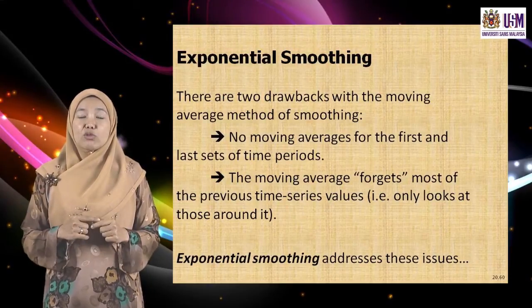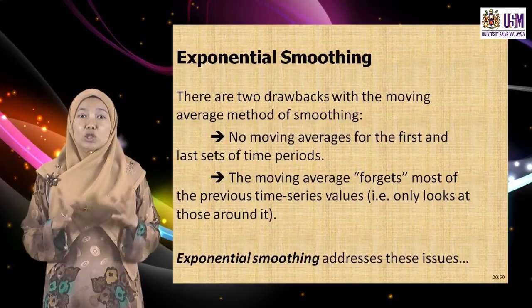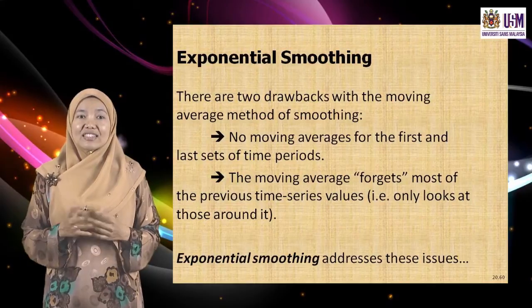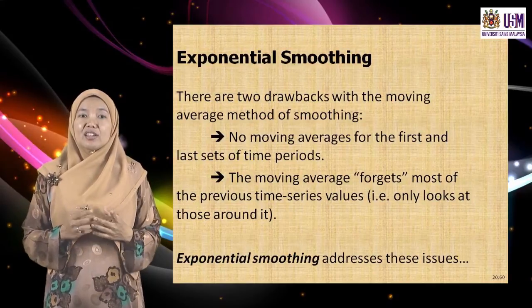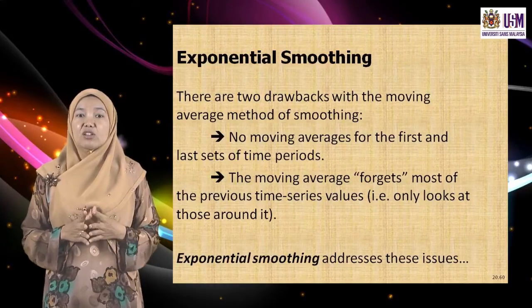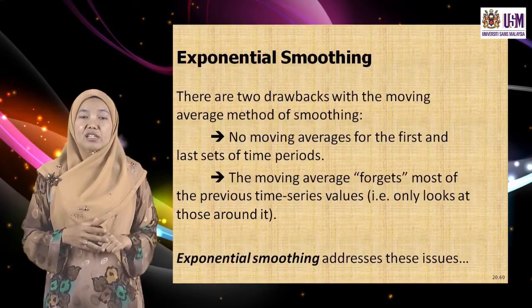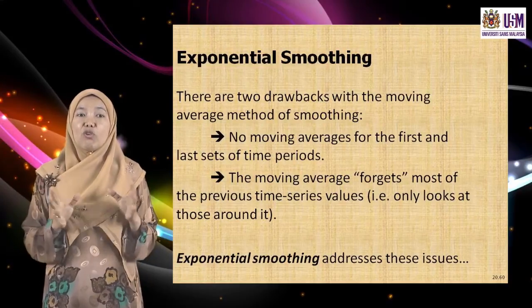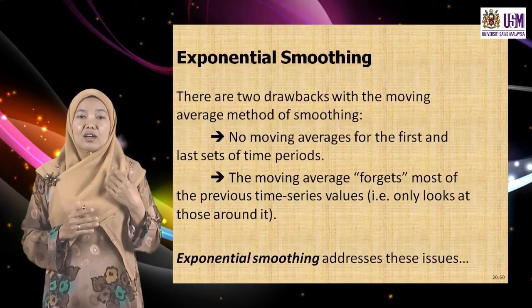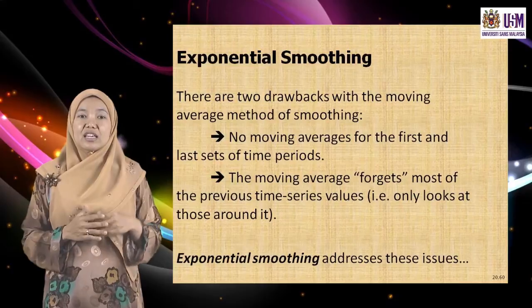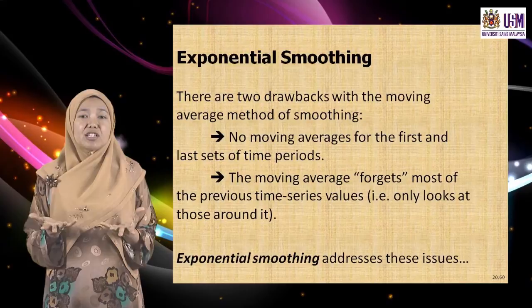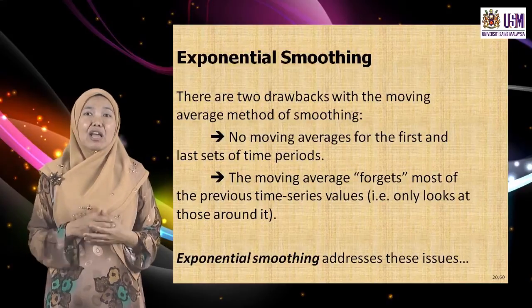The second technique that we will be using is what we call exponential smoothing. In order to discuss this further, we need to understand there are two disadvantages or drawbacks of using the moving average method of smoothing. The earlier method that we discussed, moving average, is also a method of smoothing, but don't forget that in the trend column you see that there is no moving average for the first and the last set of time periods.